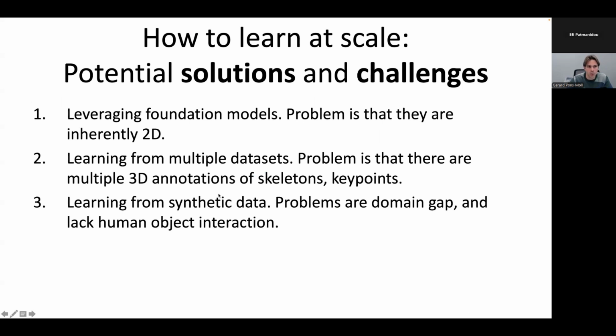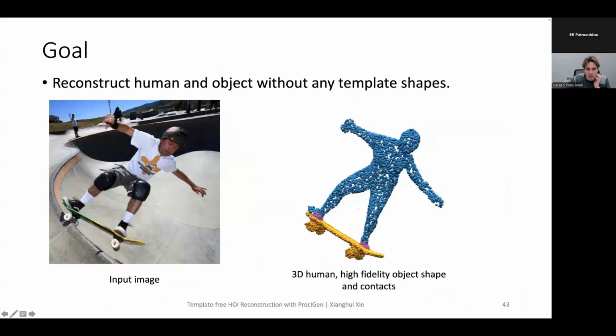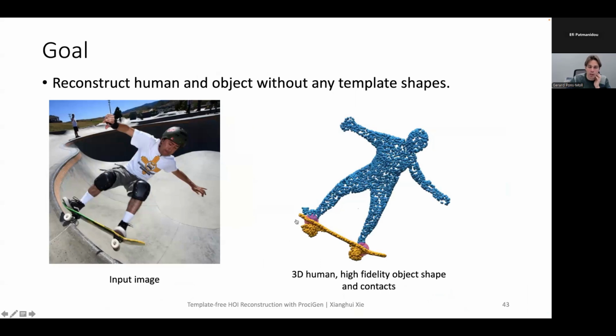Okay, so with this, I will move to the third part of the talk, which is how to leverage synthetic data. And to look at this problem, I will present a paper that we presented at CVPR in 24 last year, which is called Template-Free Reconstruction of Human-Object Interaction with Procedural Interaction Generation. So again, the setup is a single image as input. And now we want to recover not only the human, but also the 3D object the person is interacting with. And this will require different solutions.